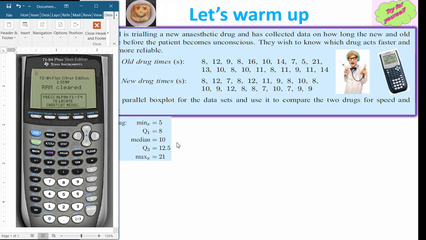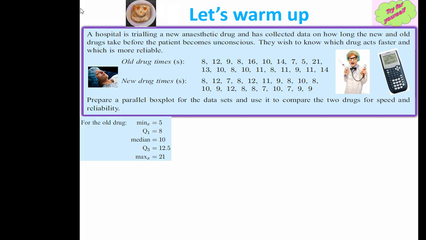Lower quartile, median, upper quartile, min and max. Then you would do the same thing for the new drug times. You'd go stat, edit, and enter the data into L1. So clear the data in L1, go up and clear and enter, then enter the data. Then go stat, calc, 1 var stats, make sure the frequency list is clear, press enter and scroll down to find the other values as well. So for the new drug, you would get these values for the upper and lower quartile and median.